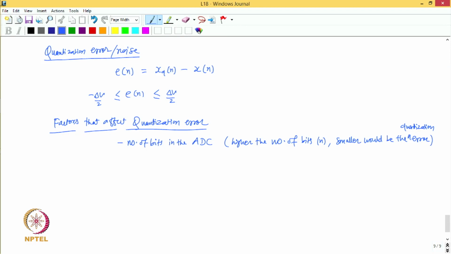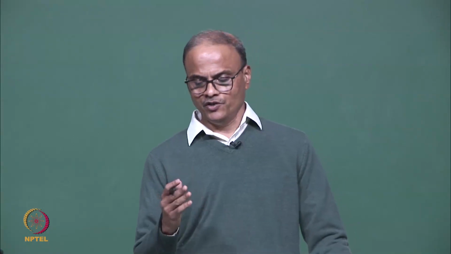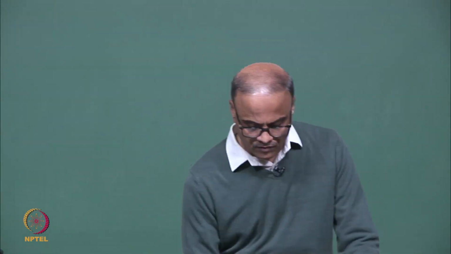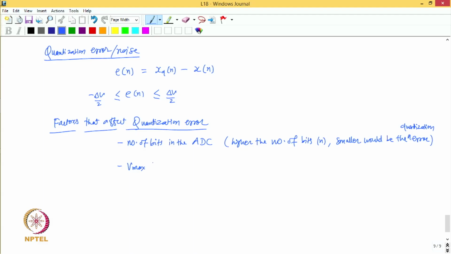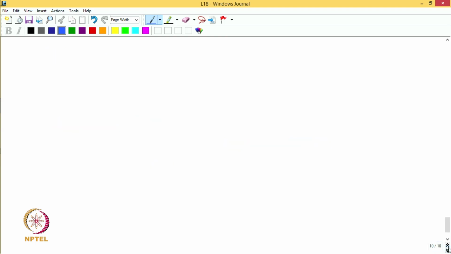The other factor which affects quantization error is the range of voltage measurement. That depends upon the maximum voltage, on the positive and negative side, that is to be measured. So Vmax also affects quantization error. To understand how Vmax affects it, let us go to the next page and take a simple example.